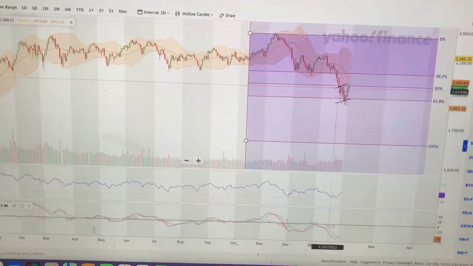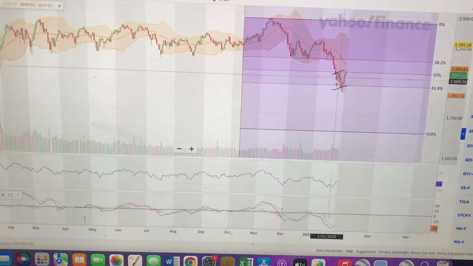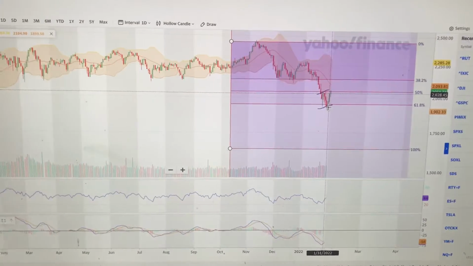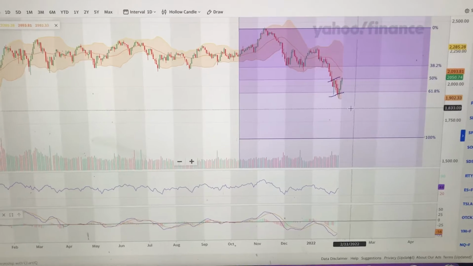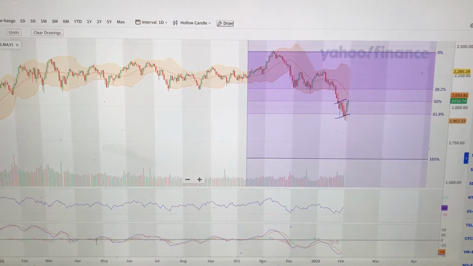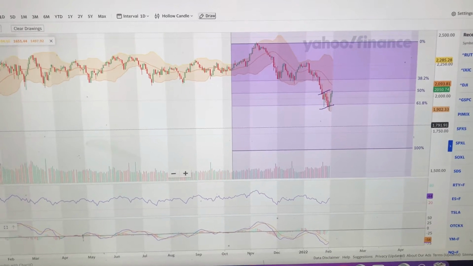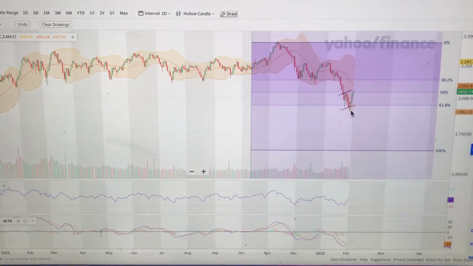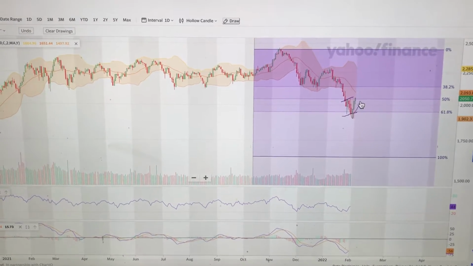Here we have the retracement bands and this bear flag that I drew in other videos. But what I wanted to show you is that, let's get the right line, we're having a reaction wave up, right?